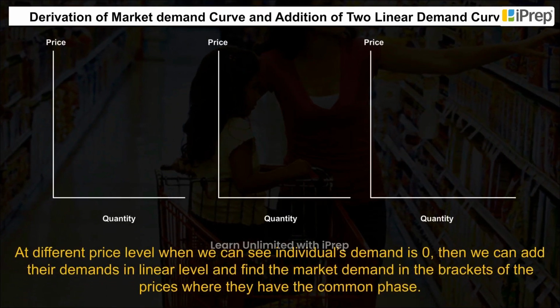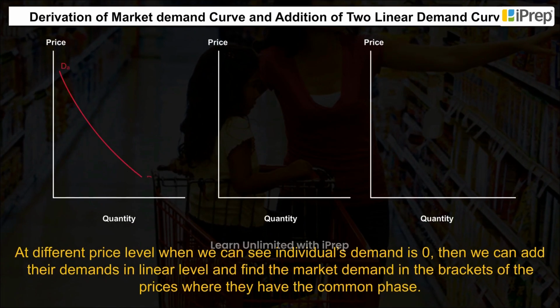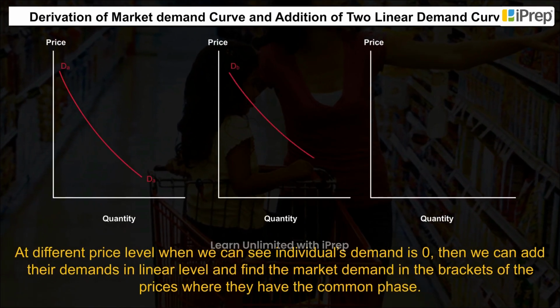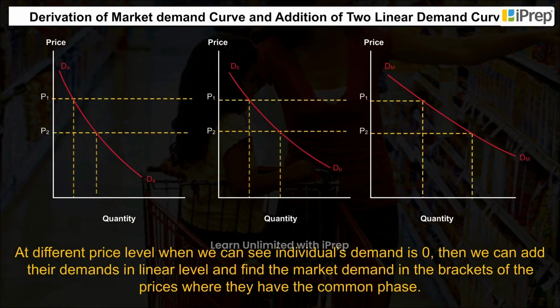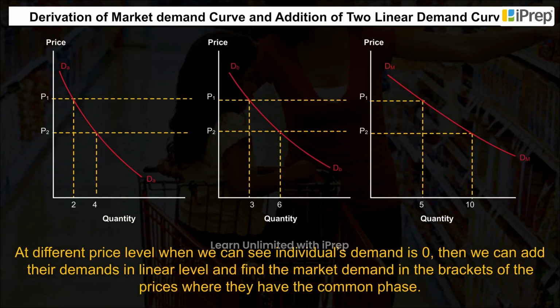At different price levels, when we can see that an individual's demand is zero, then we can add their demands at the linear level and find the market demand in the brackets of the prices where they have the common phase.